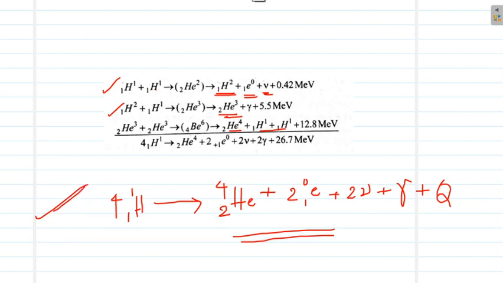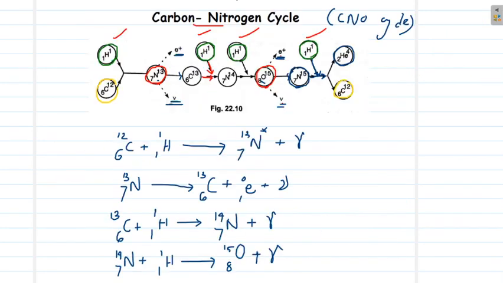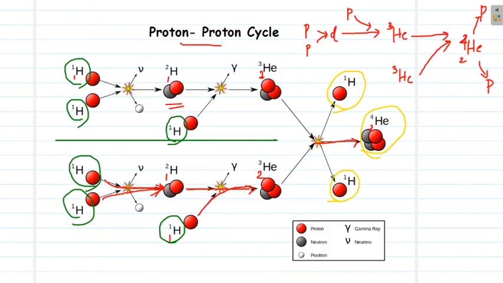So this is how energy is produced in Sun as well as various stars. There are 2 different nuclear fusion processes, 2 different mechanisms. One is the carbon-nitrogen cycle and the second one is the proton-proton cycle. So we have gone through the various reactions that are happening in these mechanisms.